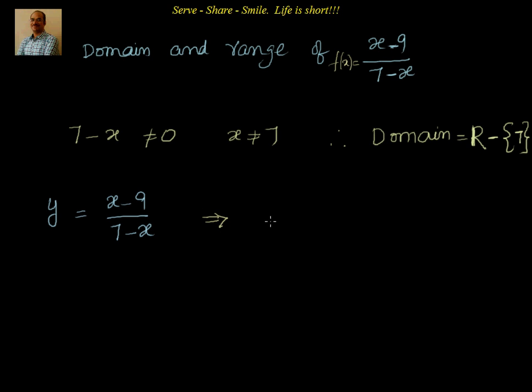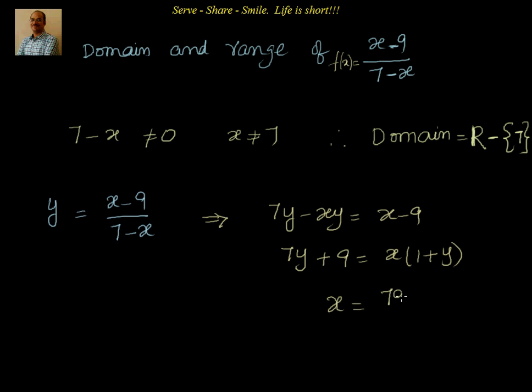So the next step will be 7y minus xy equal to x minus 9, or can I write 7y plus 9 equal to x into (1 plus y), or x equal to (7y plus 9) divided by (1 plus y). Now this inverse function will be y equal to (7x plus 9) divided by (1 plus x).